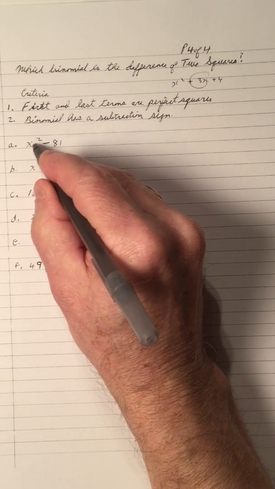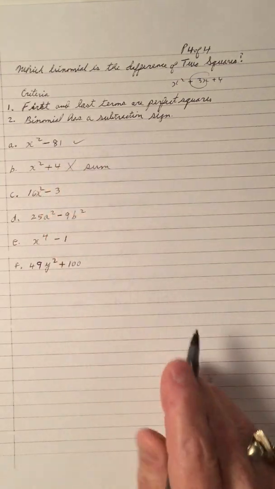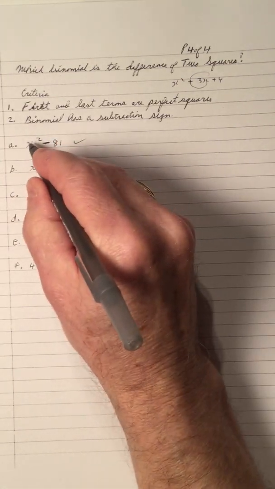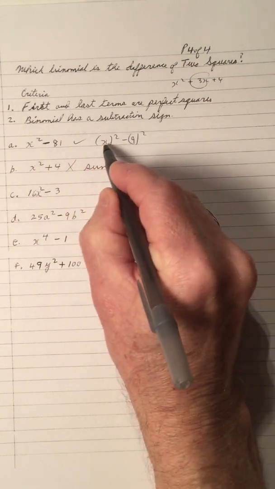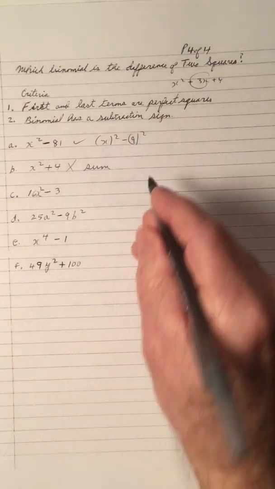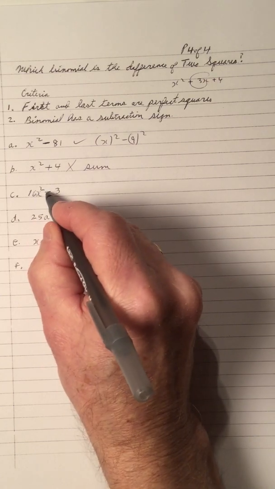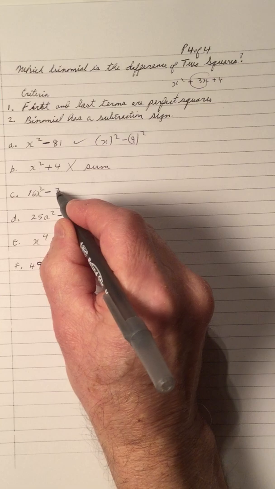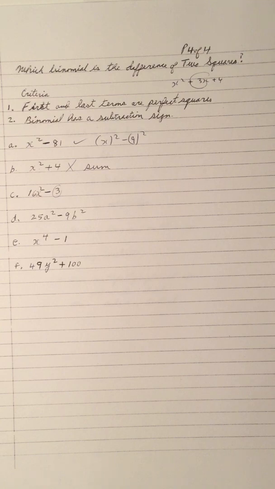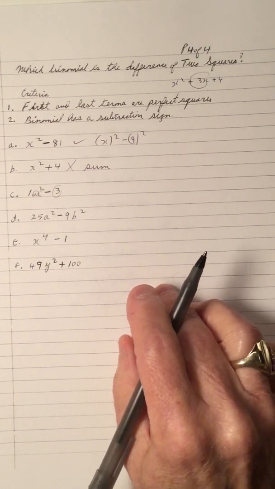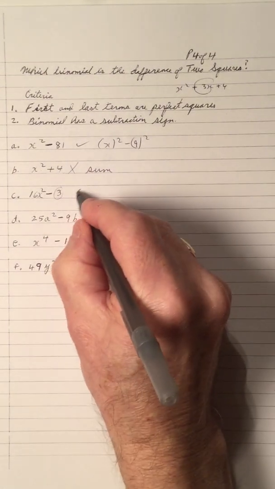That's a perfect square, x times x. That's 9 times 9. So that's the difference of two squares, because it's x being squared and 9 being squared. That's the difference of two squares, x squared minus 9 squared. This is 16, that's a 4x and a 4x, and that's a subtraction sign. But this is a 3, and 3 is not a perfect square. What two numbers multiply to give you 3? Well, they're irrational, we'll handle that later, but they're not integers. So we say no.